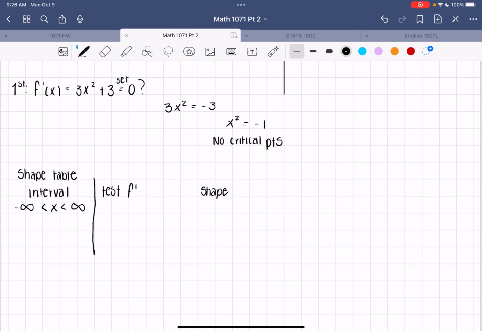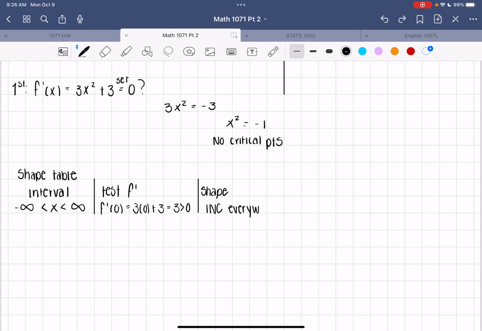Let's say 0. F prime of 0. Put 0 in for f prime. You have 3 times 0 squared plus 3, 3 times 0 plus 3, is equal to 3. It's positive. So therefore the shape is increasing everywhere. And so far, that is all you can do in 5.1.